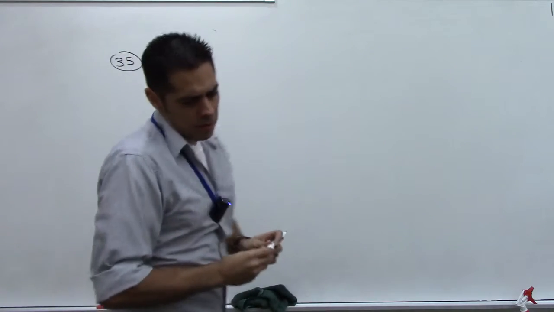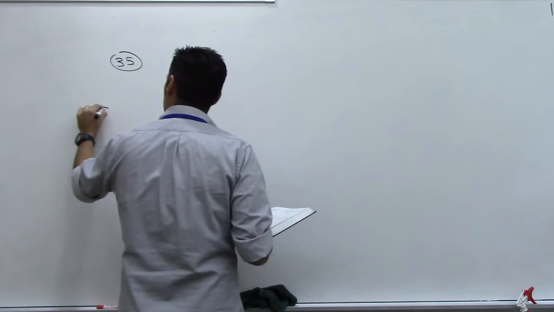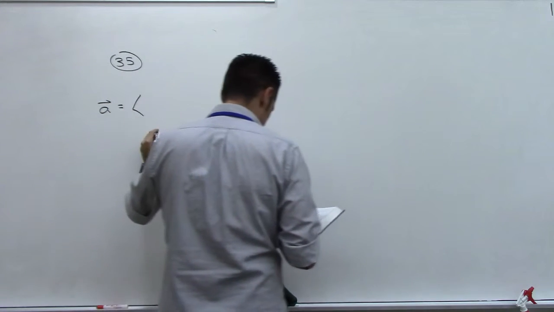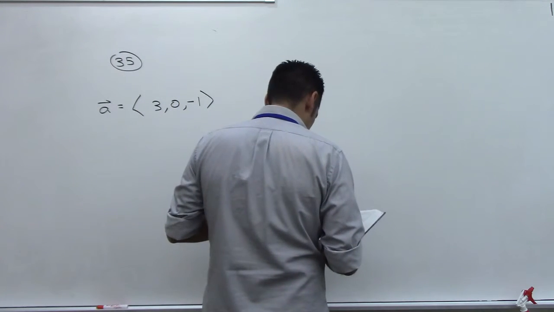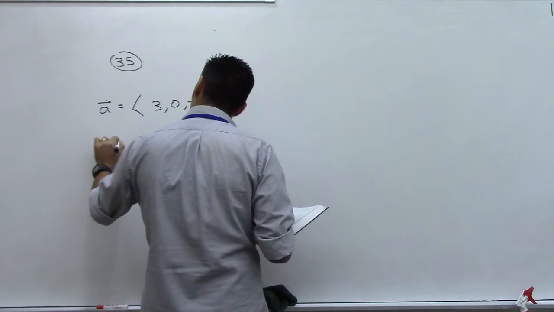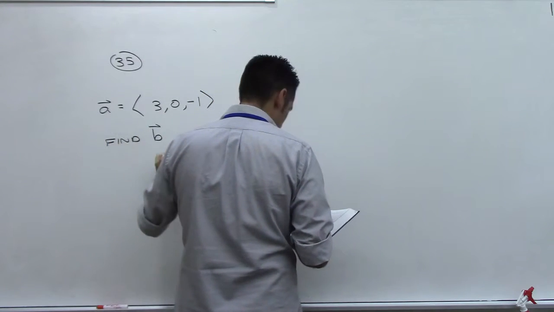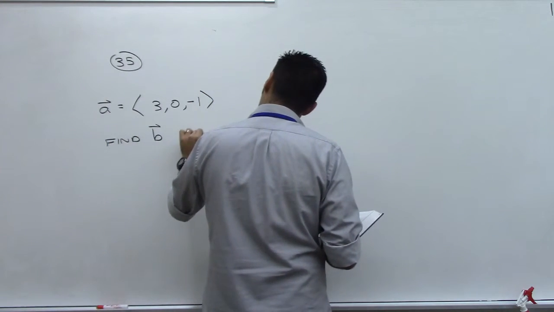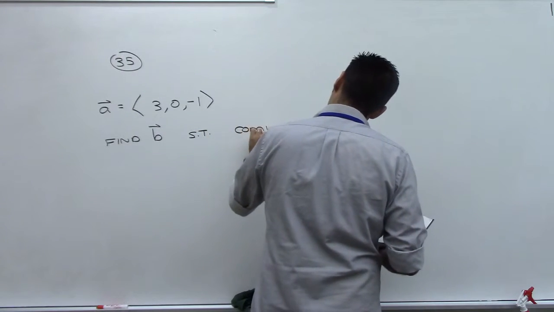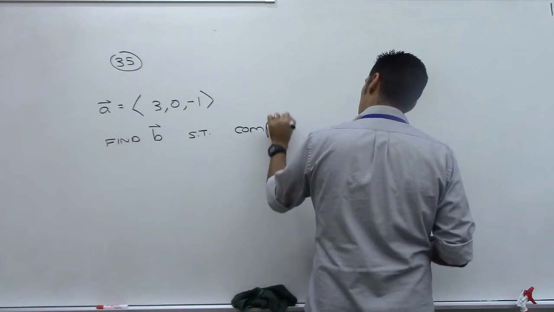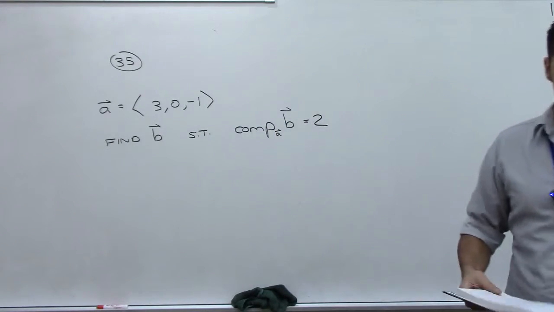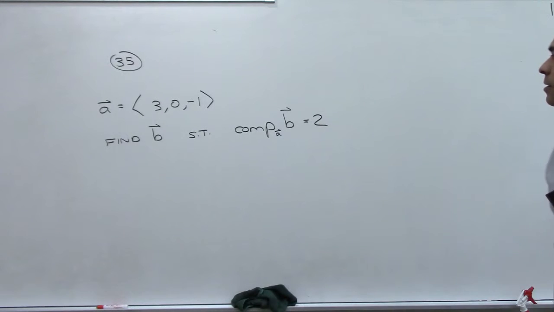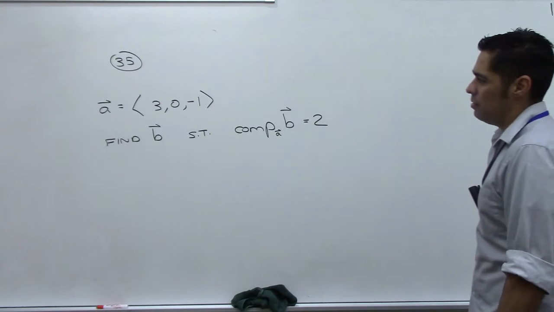They give you a vector. It says if A is equal to the vector 3, 0, negative 1, find the vector B such that this is true. So that means the scalar projection is 2. So the length of it is 2.